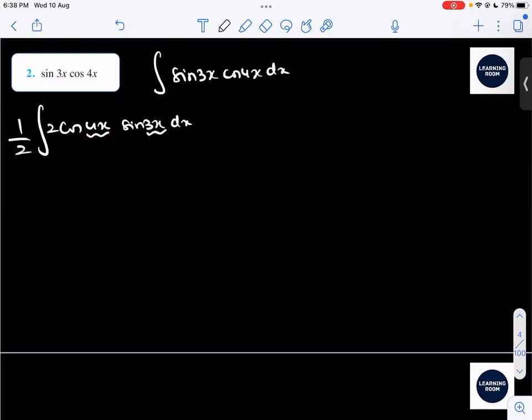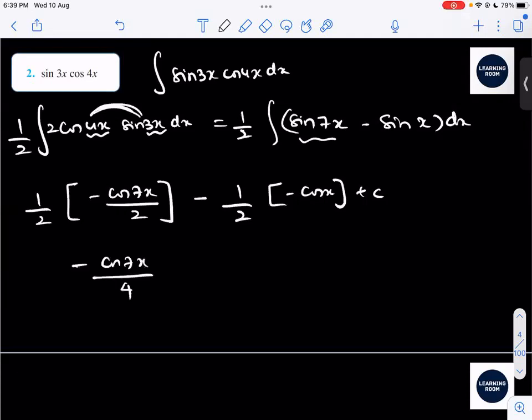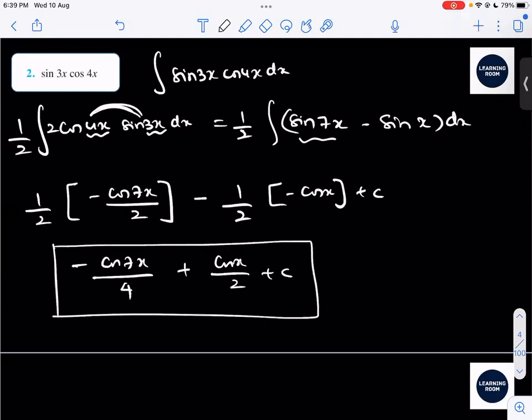So multiplying and dividing by 2 will give you half into the integral of 2 times cos of a bigger angle, sine of a smaller angle, which is sine of 4x plus 3x minus sine of 4x minus 3x, which is going to give you x, dx. So 1 by 2 into the integral of sin 7x is minus cos 7x divided by 2, minus 1 by 2 into the integral of sin x is minus cos x plus c. So this will give you minus cos 7x divided by 4 plus cos x divided by 2 plus c. And this will be the final answer.